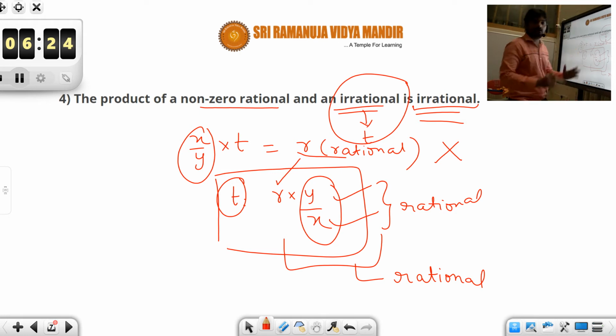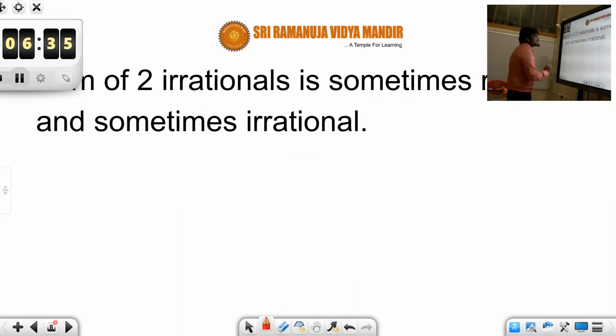Students, hope you are able to follow this logical reasoning. These are very simple. Just try it on your own, try to work it yourself. I am sure you will be able to appreciate this logical reasoning.